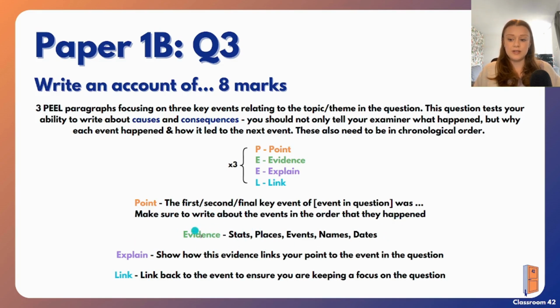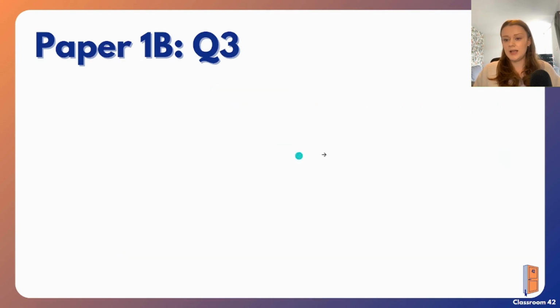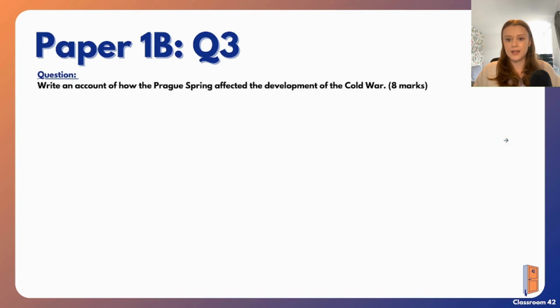Then you want to bring in your evidence, so your historical knowledge, stats, places, names, dates, all that kind of thing. Then you want to explain, so you need to show how this evidence links to your point and the event in the question. And then finally, you want to link back to the event to ensure you're keeping a focus on the question. Okay, so let's have a look at an example question and answer for this.